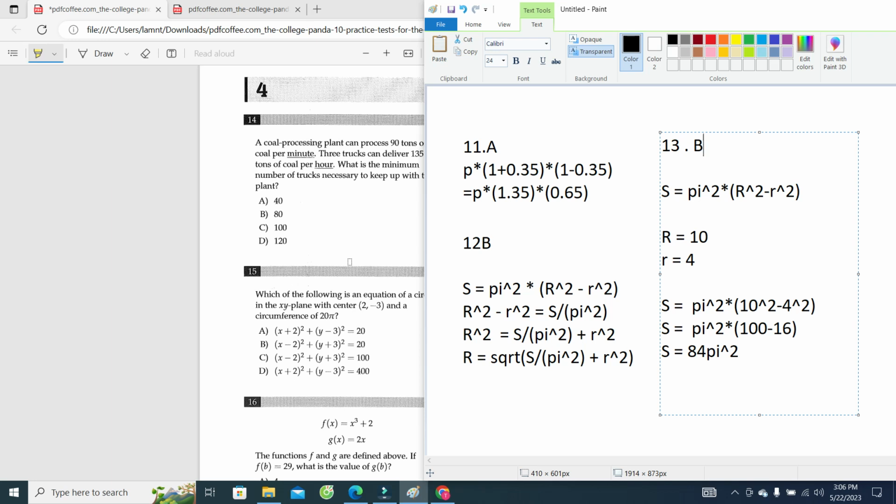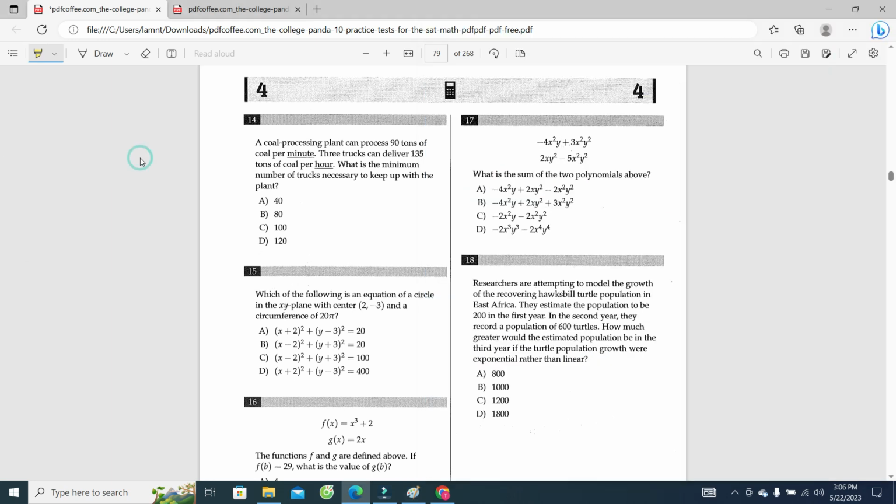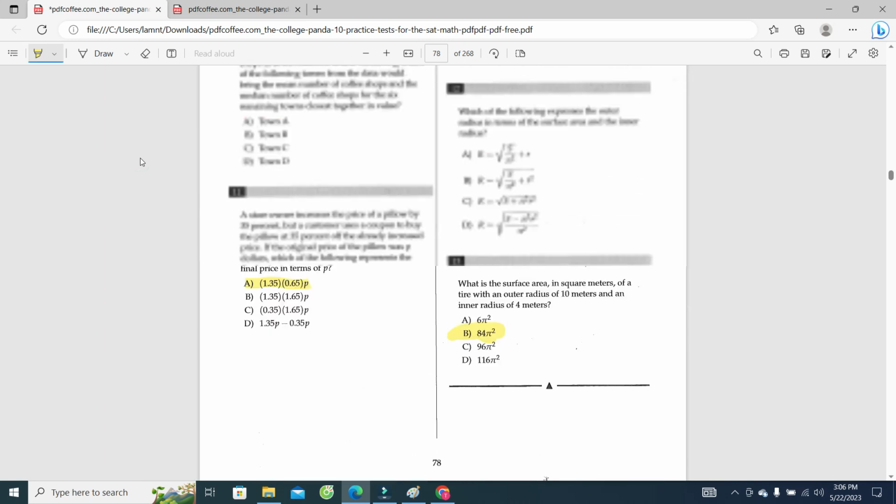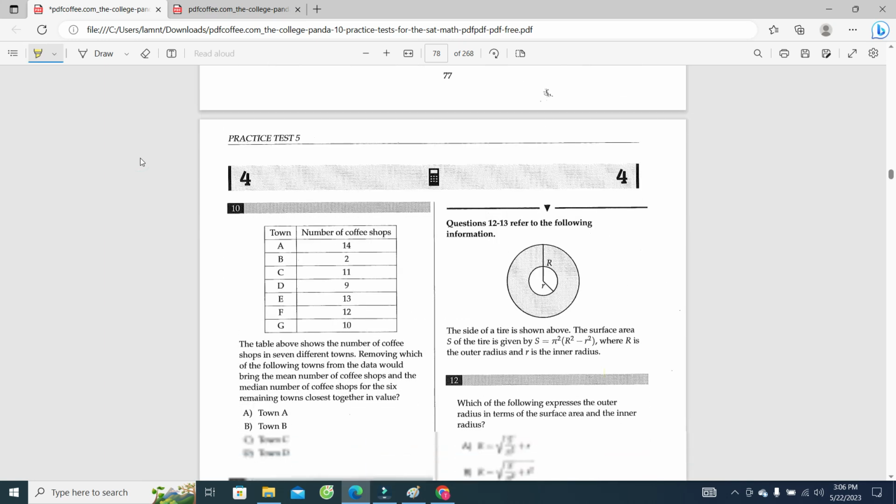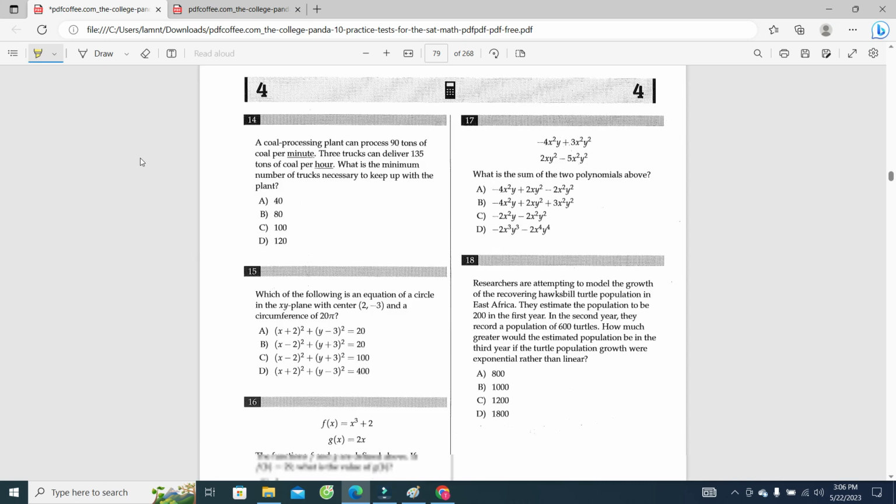Alright, so welcome to the next episode of SAT Math. Today we're gonna keep solving College Panda. Today is test number 5, section 4, and we're gonna solve questions 14 to 18. So 5 questions in a row. So let's go. Number 14.